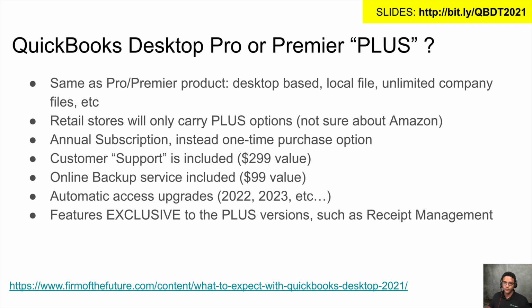Now, the online backup, which has worked for many years, probably 9 to 10 years, will continue to be offered under the Plus subscriptions only. This is like a $10 a month, $100 a year type of thing. And automated access to upgrade. Because you're paying annually, when 2022 comes out, 23, whatever, you will have access to that. And as I mentioned earlier, there would be Plus only exclusive features such as receipt management.